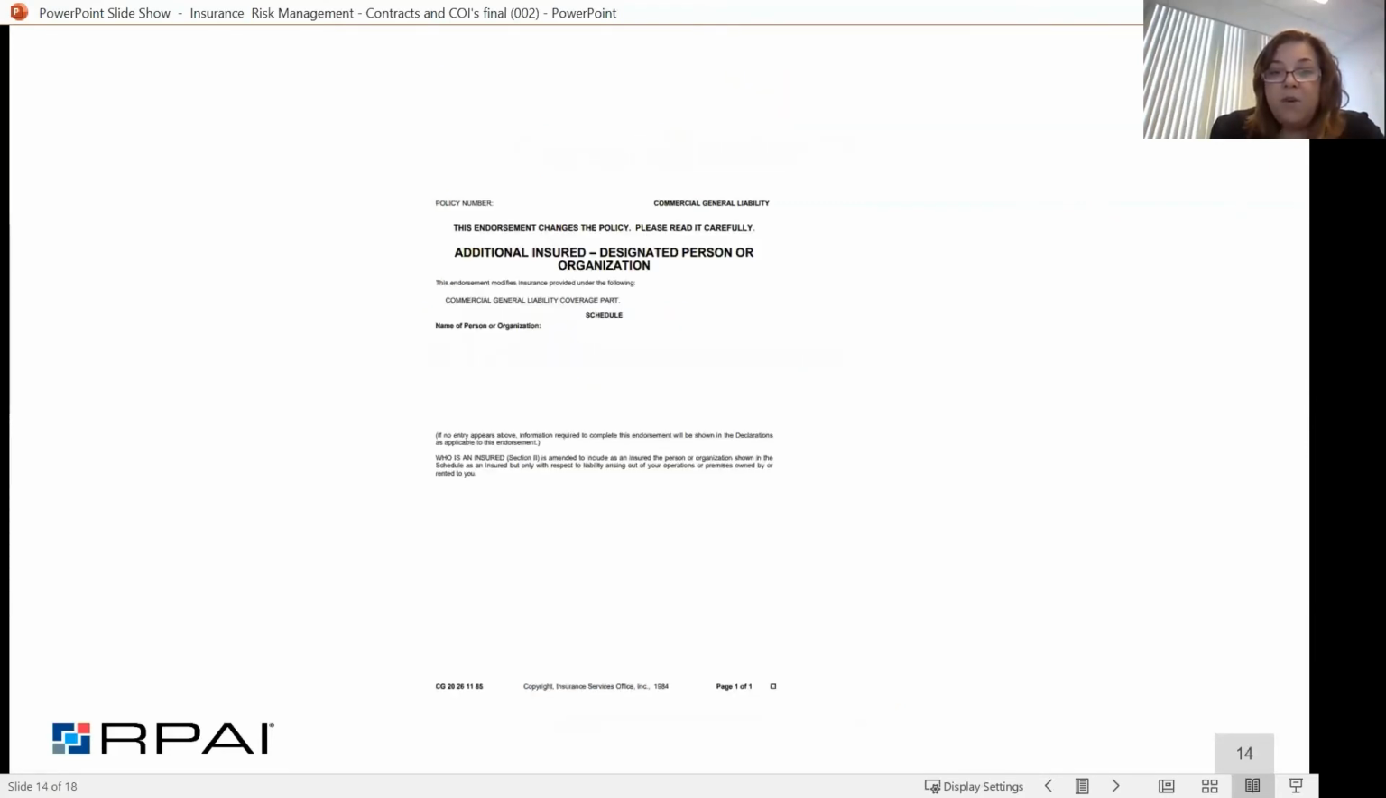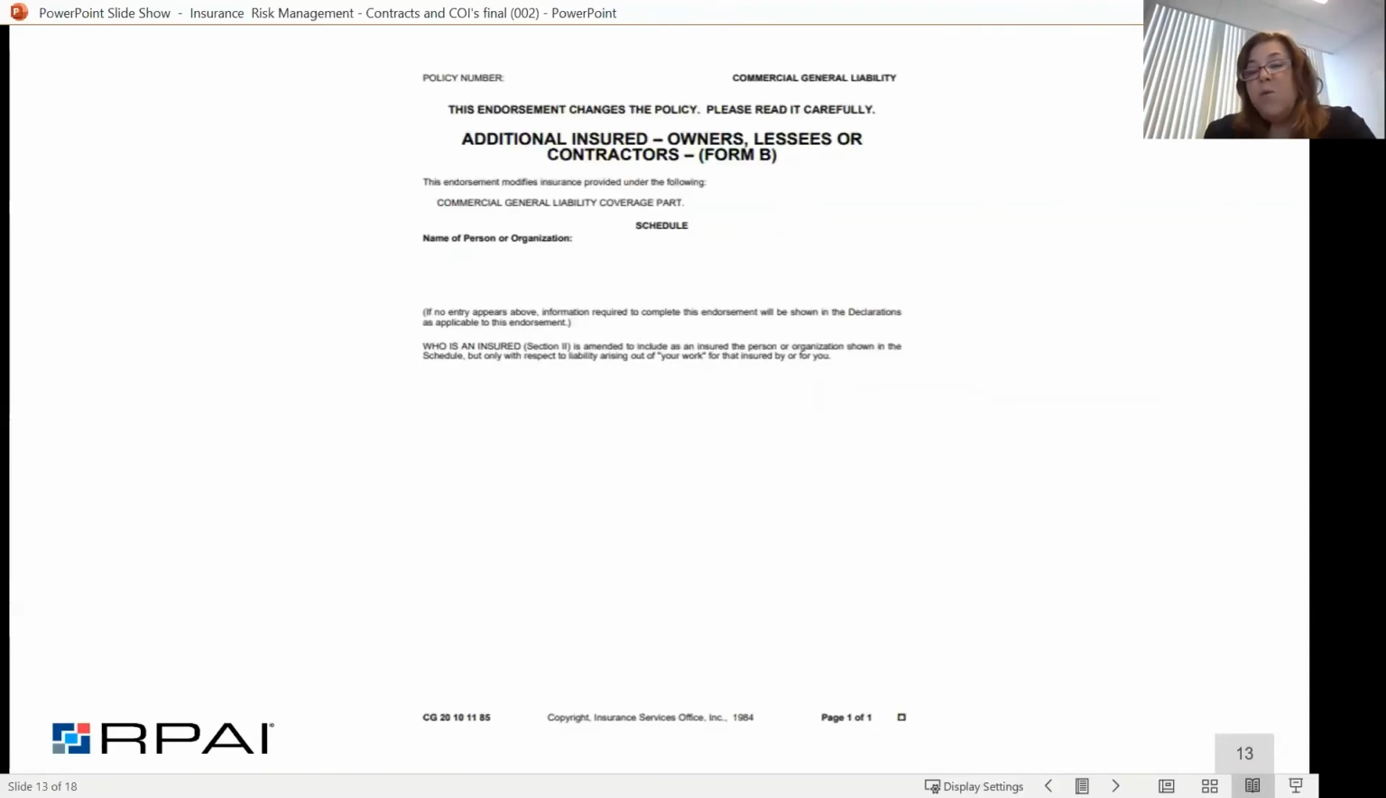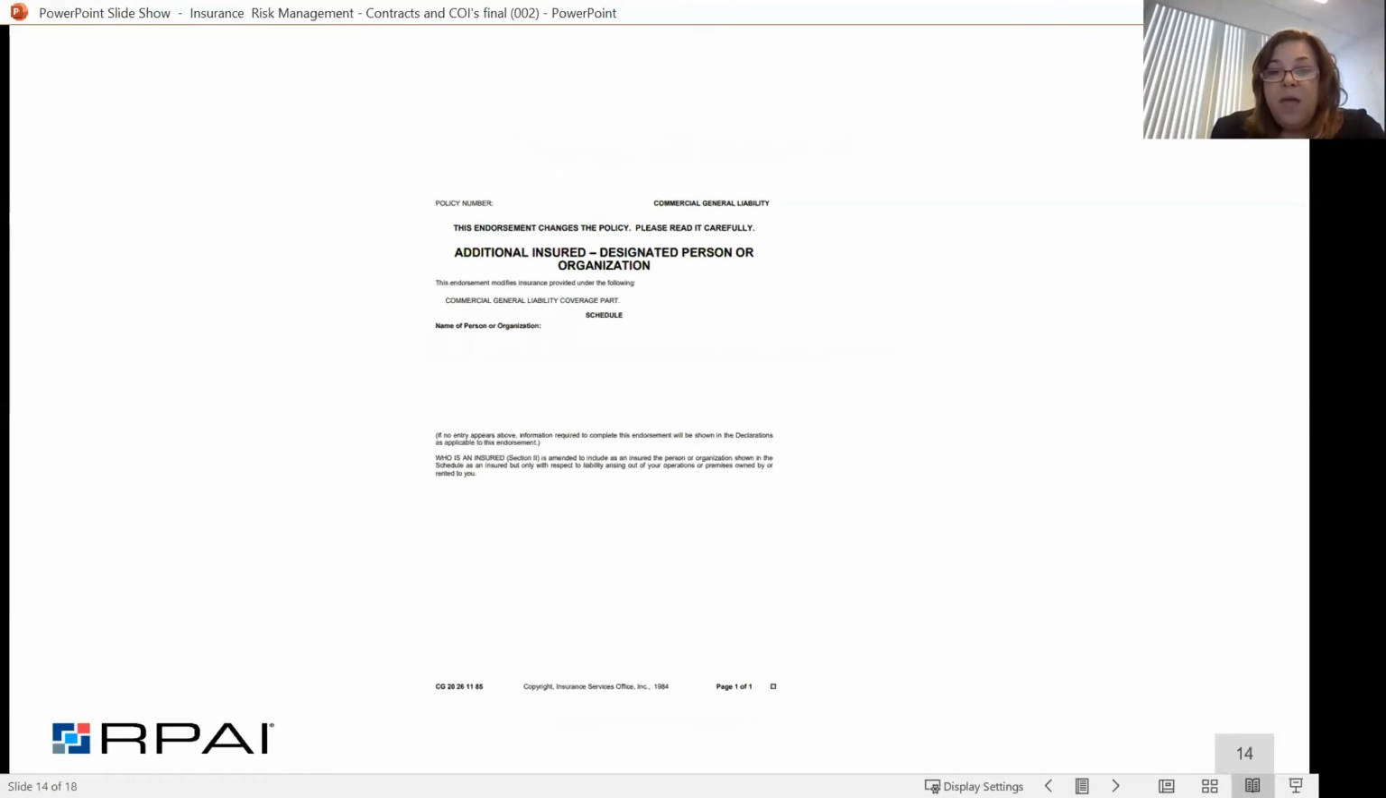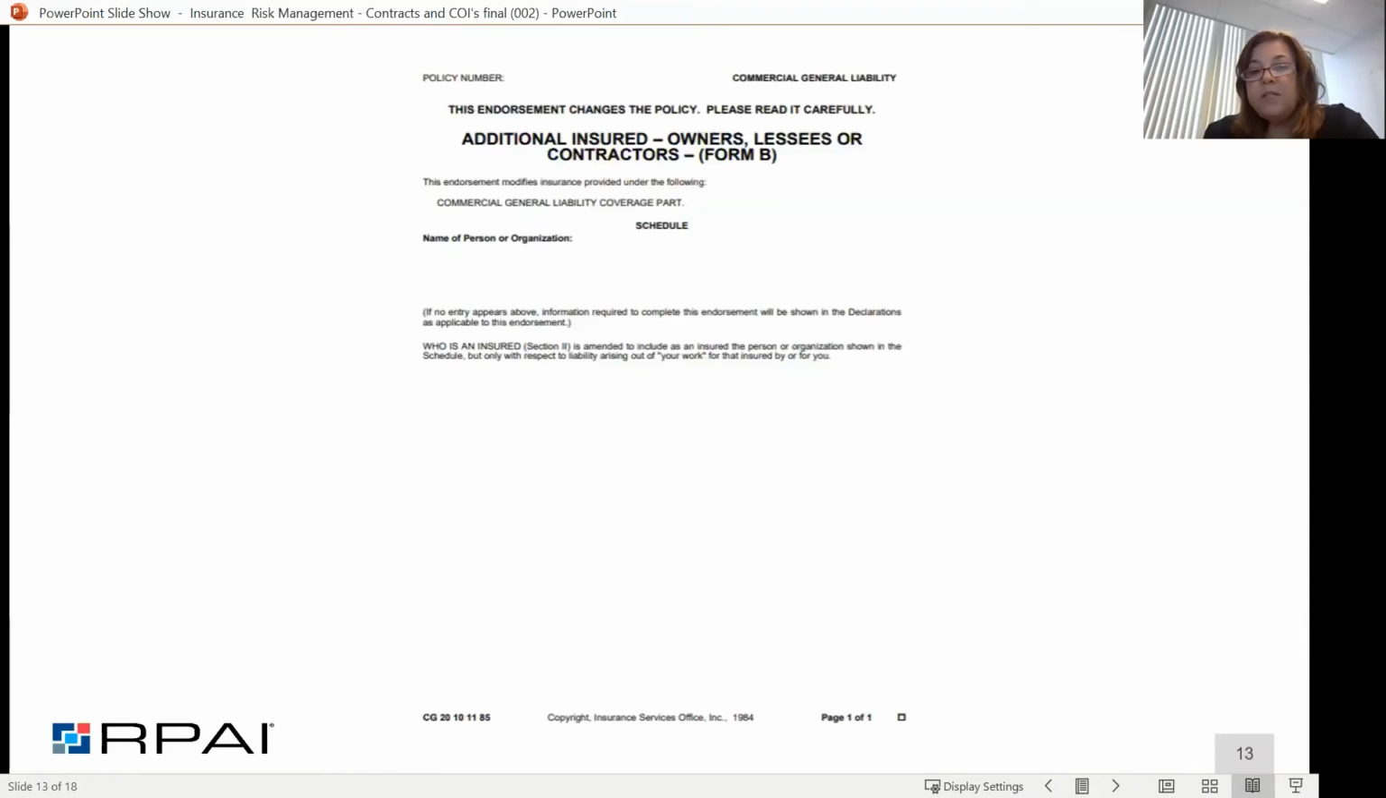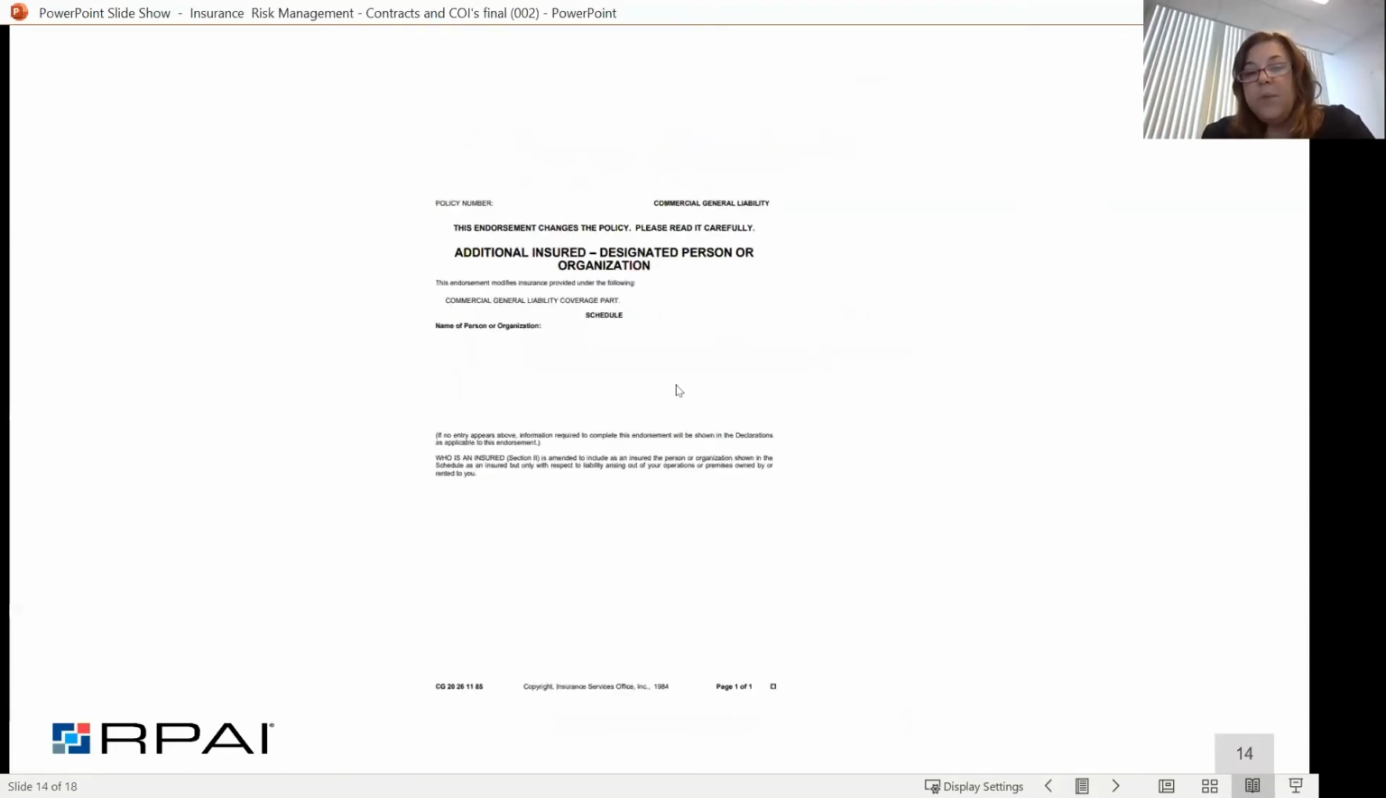Here's another version of the same form. This is the 26, and this is basically just for a designated person or organization, versus the other one that was kind of designed for owners or contractors. And it's saying the same thing, that it's limiting it to arising out of your operations or premises owned or rented to you, where this one here is saying out of your work. But basically they're providing the same type of coverage, just in different circumstances.